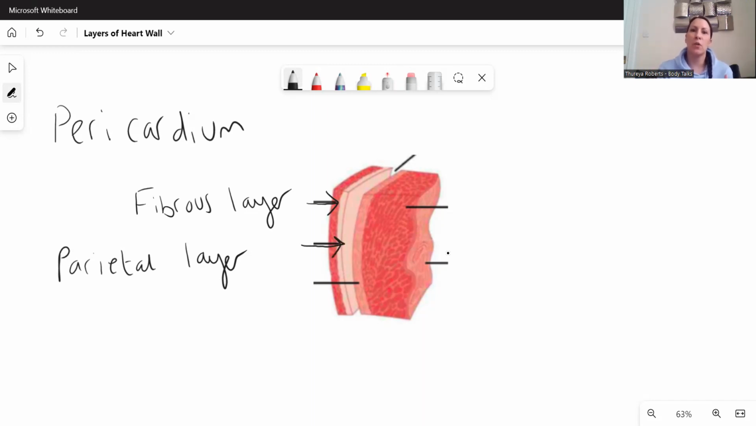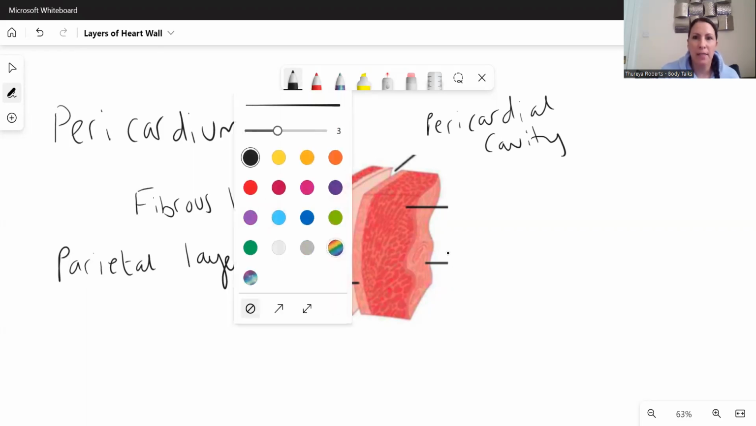It's responsible for producing a lubricating fluid. There is a cavity here, called the pericardial cavity. You can see that there is a space here. Inside this pericardial cavity is this lubricating serous fluid produced by the parietal layer, which helps reduce friction within the heart as the heart contracts. So that's really important.